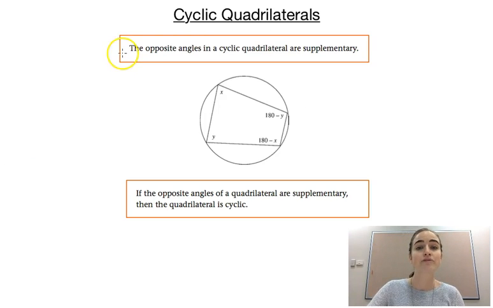So our first theorem involving cyclic quadrilaterals is that the opposite angles in a cyclic quadrilateral are supplementary. So if this one is x, then its opposite angle would be 180 minus x. And this one here, if it's y, this one is 180 minus y. Now the converse of that is also true. So if the opposite angles of a quadrilateral are supplementary, that means that the quadrilateral is a cyclic quadrilateral.